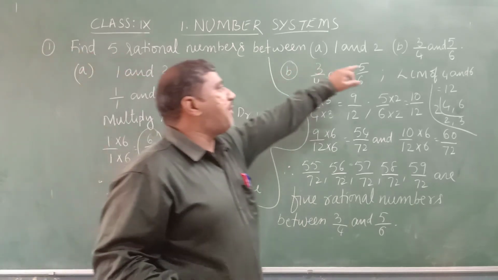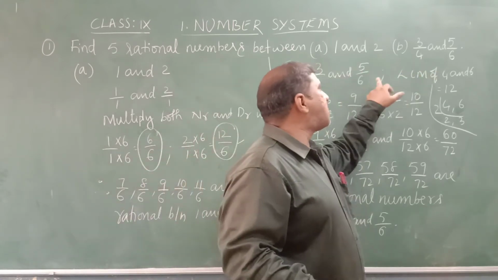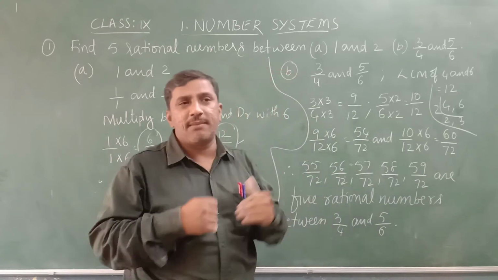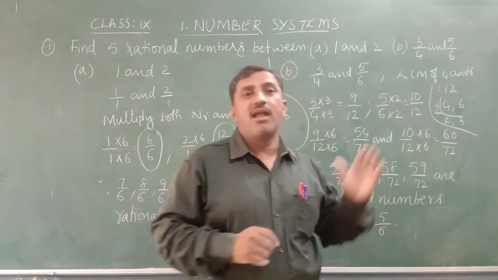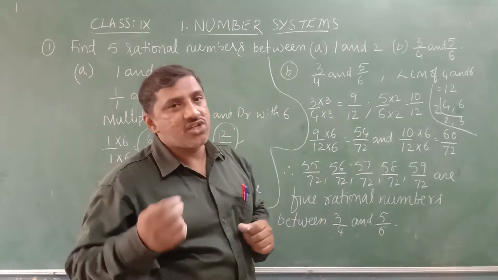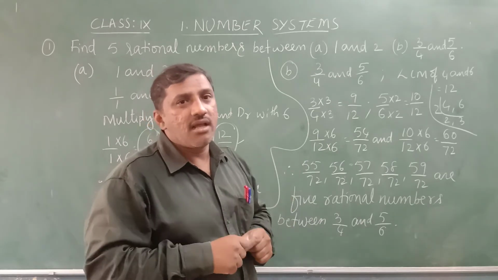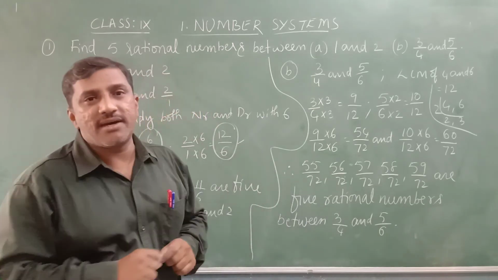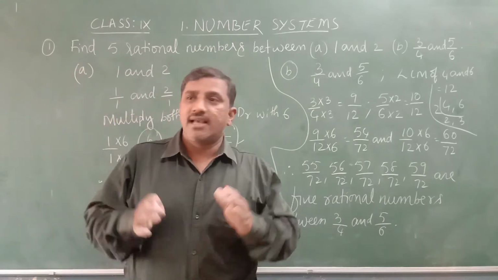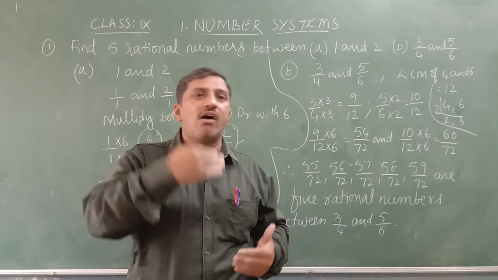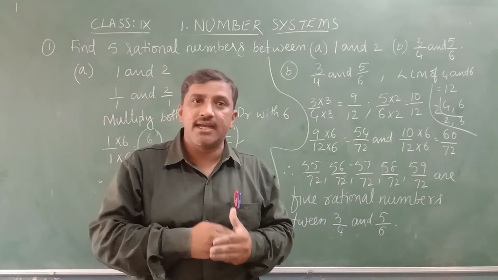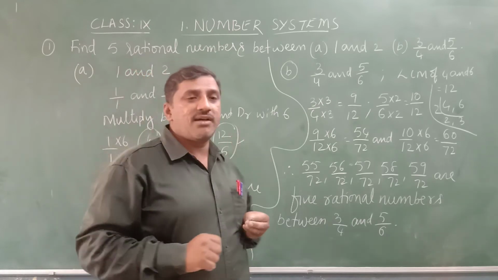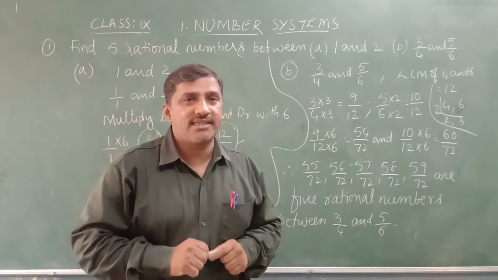If they are in P by Q form and the denominators are different, find the same denominator by finding the LCM, and convert them to like rational numbers, that is, with the same denominators. Then identify the required rational numbers between the given rational numbers. This kind of method we have already covered in class 8. Now we will discuss how to find rational numbers between the given numbers using the mean method.